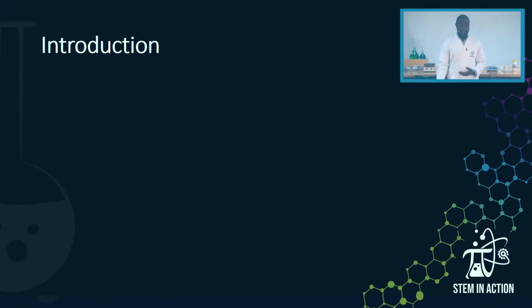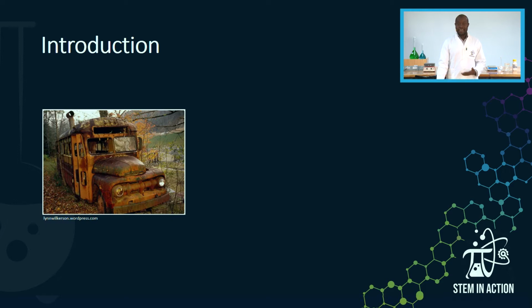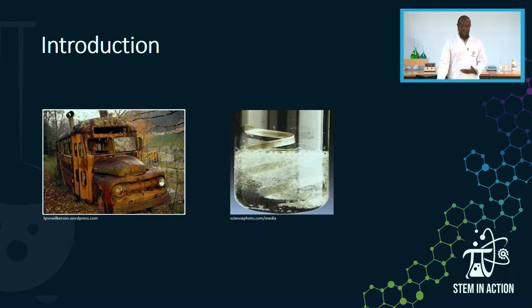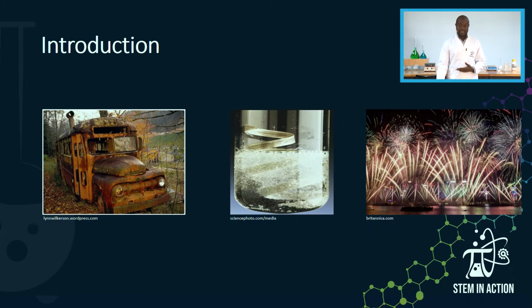So for introductions, reactions proceed at different rates depending on the conditions and also on the type of reaction. So here you can see this is an image of a rusting school bus. And that's an image of a reaction happening, which can happen in a lab, the reaction between a magnesium ribbon and hydrochloric acid. And this is a reaction, a chemical reaction of fireworks.